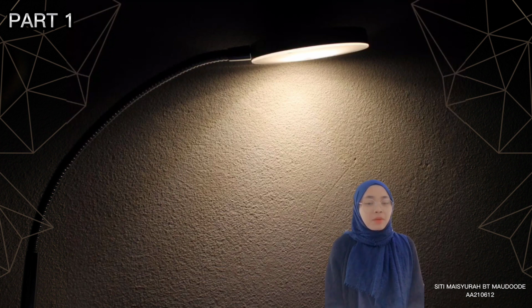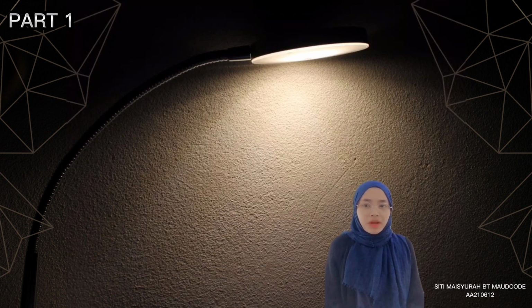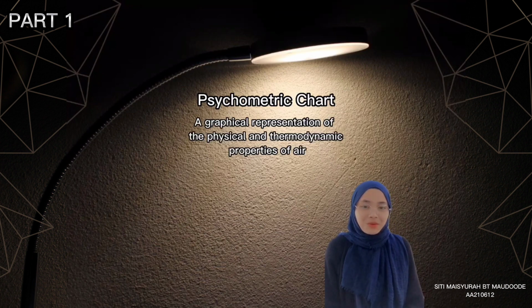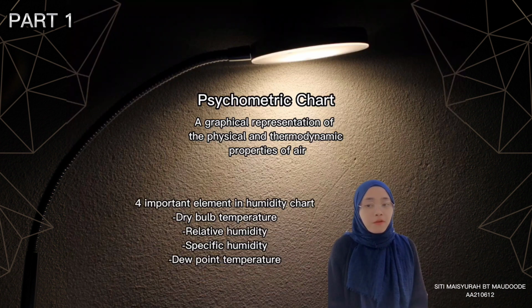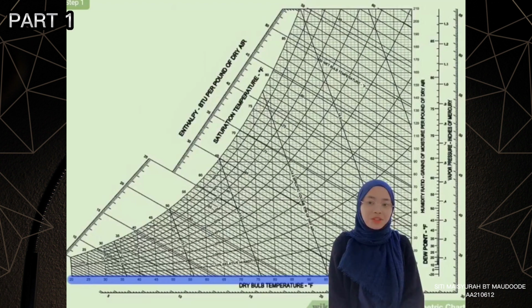I will explain how to read a psychrometric chart. So, firstly, what is a psychrometric chart? A psychrometric chart is a graphical representation of the physical and thermodynamic properties of air. There are four important elements in a psychrometric chart: dry bulb temperature, relative humidity, specific humidity, and dew point temperature. So let's move on to reading the psychrometric chart.